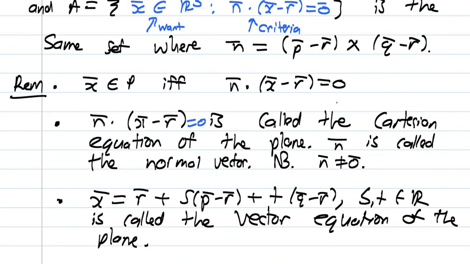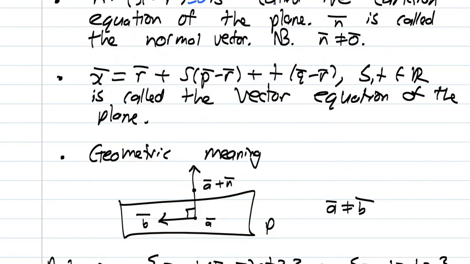Vector n is very special. It is called the normal of the plane that you're studying, and very important. Emphasize this, n should always be a non-zero vector if you're dealing with a plane. x is equal to r plus s(p minus r) plus t(q minus r), where s and t are real numbers. We said before it's called the vector equation of the plane. Now, the Cartesian equation of the plane and the vector equation of the plane are not unique.